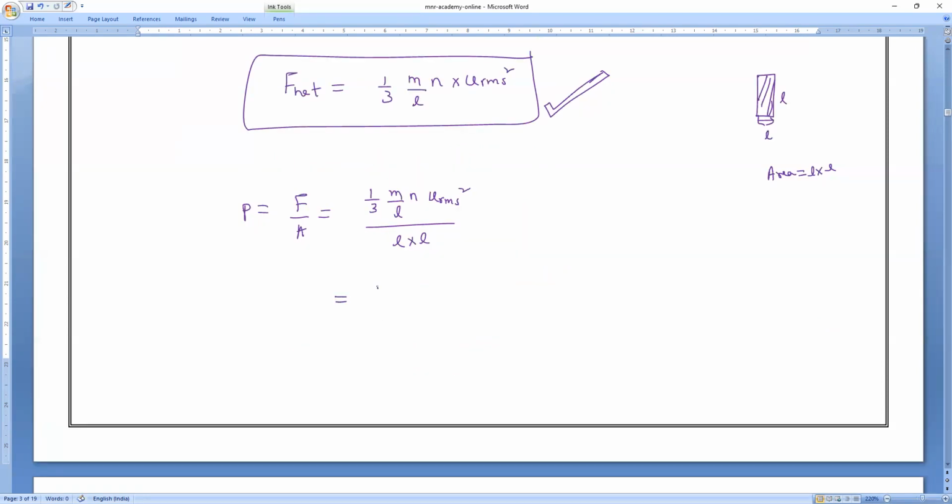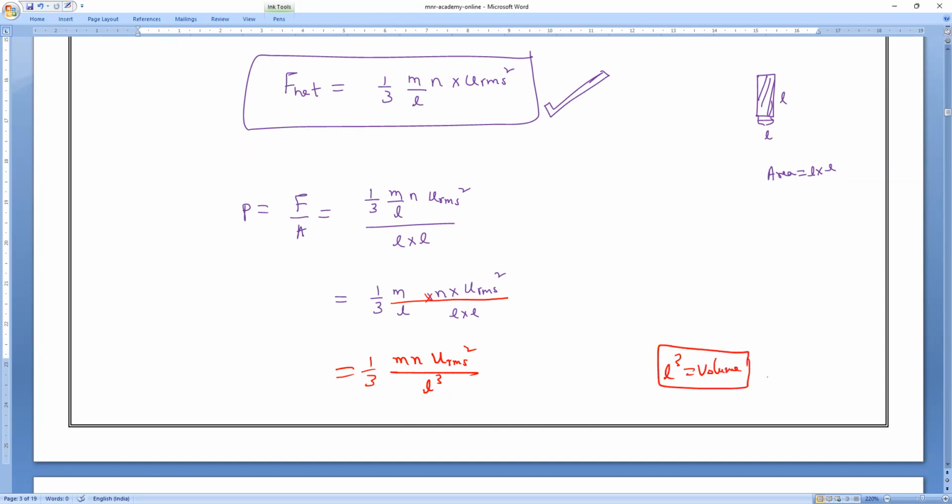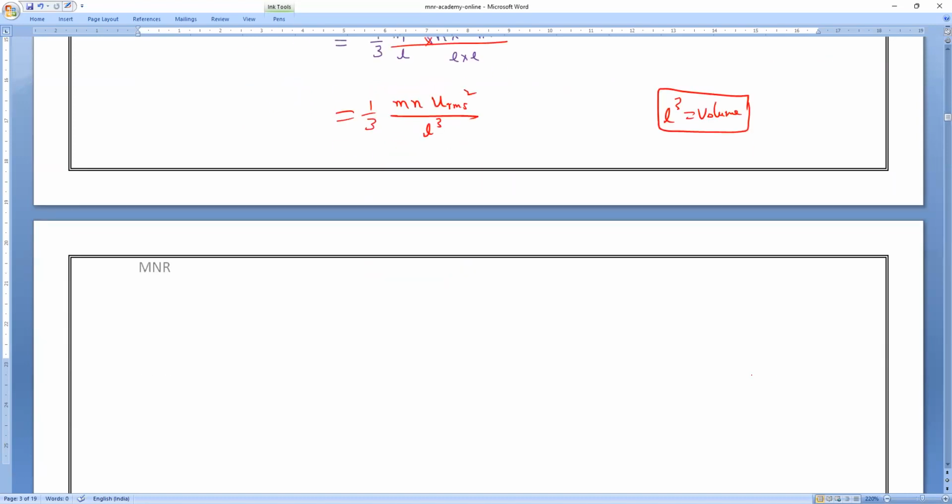Now you all can see, look into the screen. 1 by 3 into m by L into n into square of root mean velocity divided by L into L. Is it okay? Am I right, guys? Will you all agree with me? That is only what I want to say. So L into L, something it is. Volume. Very good, Rudresh. So u rms square divided by L into L into L, L cube. L cube is equal to volume. Okay, so place it over.